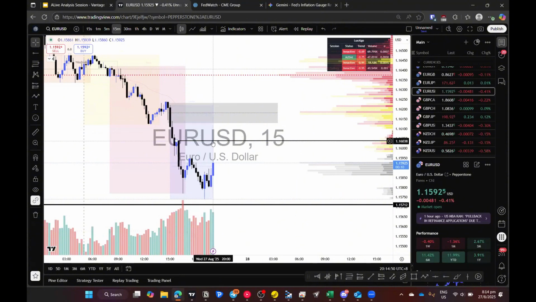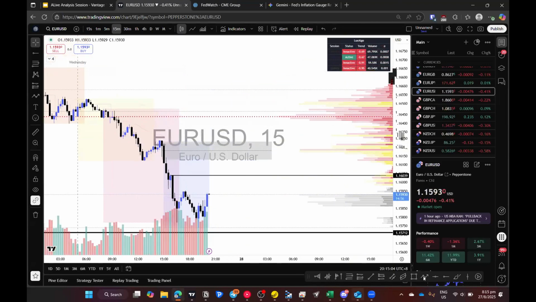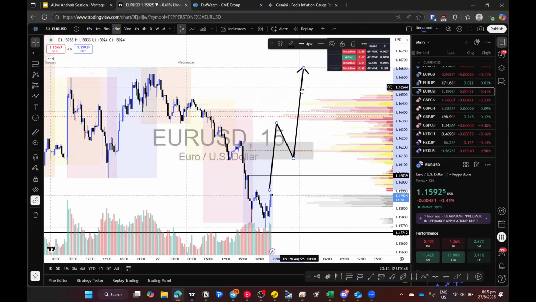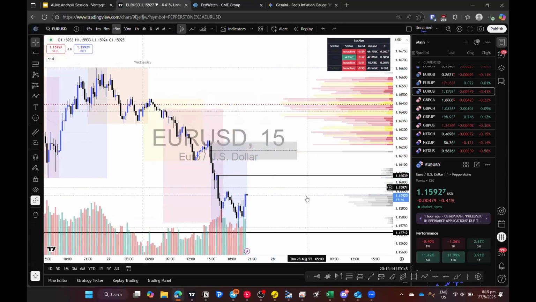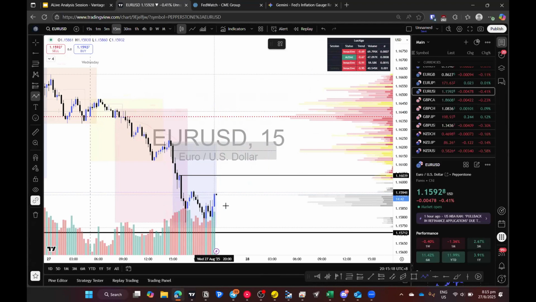So this is potentially a setup where we would like this area to be taken out first, and then the next area at the start of London. If you miss this move and it pushes past this level, then we potentially can see another move up towards this area here. But otherwise, we will probably be looking at an entry like this.